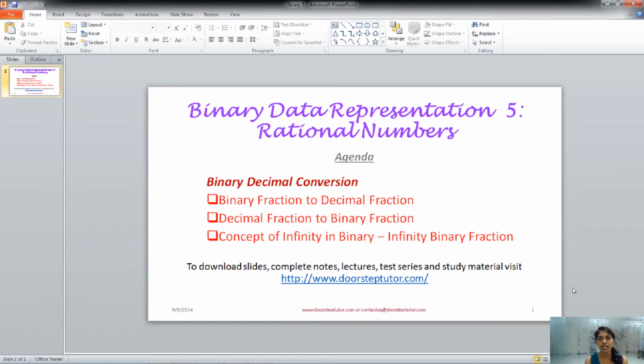Hello, in today's class the chapter that we are learning is Binary Data Representation Part 5, Rational Numbers. It includes binary decimal conversion, that is binary fraction to decimal fraction to binary fraction, and the concept of infinity in binary, that is infinity binary fraction. So let's do a practical session for that.